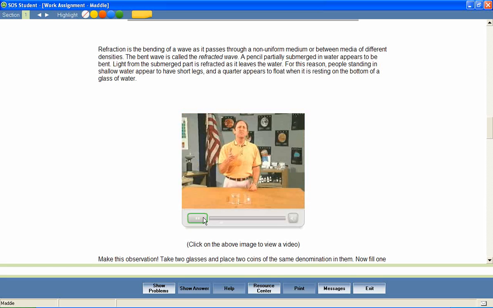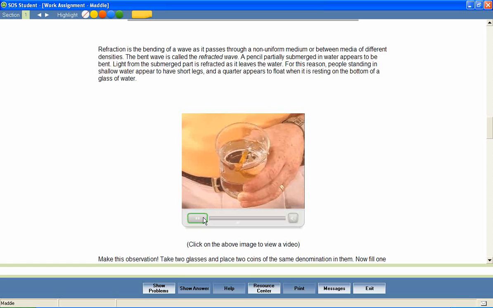The way we see things is because of the fact that light is a wave. And when those light waves are bent or refracted, it changes the way we see. Here's a glass that's half full of water. And this pencil looks ordinary enough, but notice what happens when I insert the pencil into the water. It bends the pencil. Well, not really.